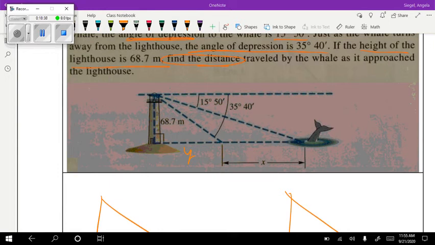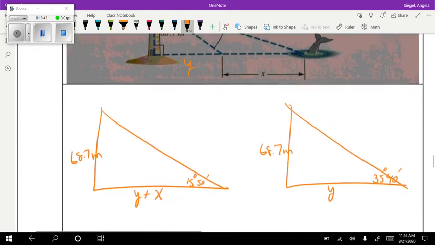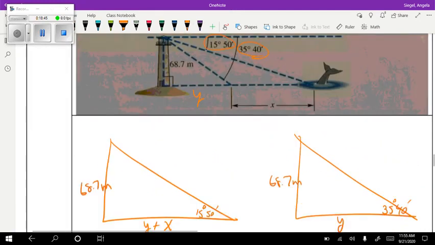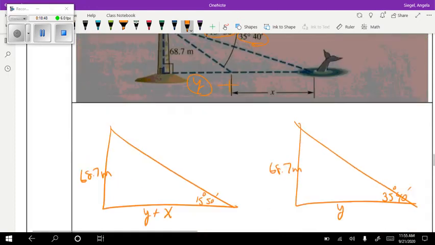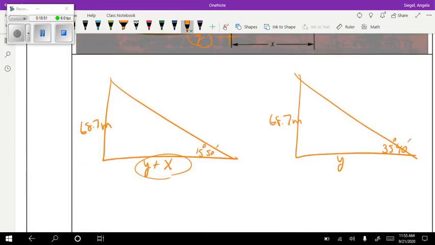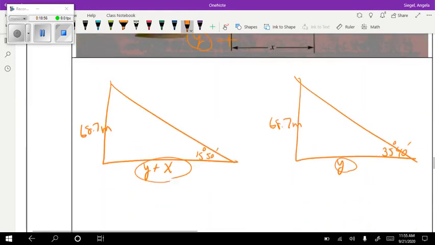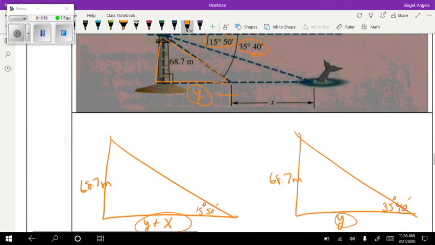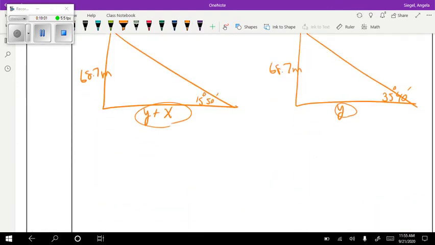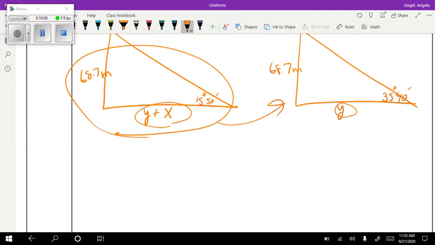Okay, so if you'll notice, we have 2 different angles depending on where the whale is or where we saw the whale. And so I just made this y, so this is like y plus x, that's what this is. And then this one is just this small one right here. So that's what's going on with both of them. Okay, so this is called a double tangent problem because what we're going to do is find the tangent here and then apply it over here. So it's kind of like a systems of equations problem. So let's go ahead and get started.